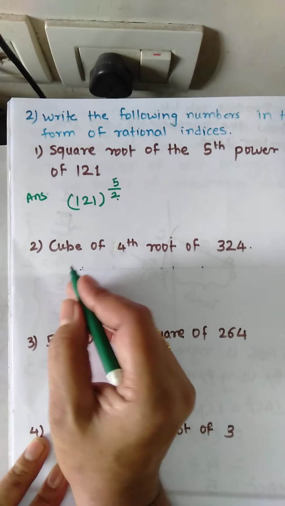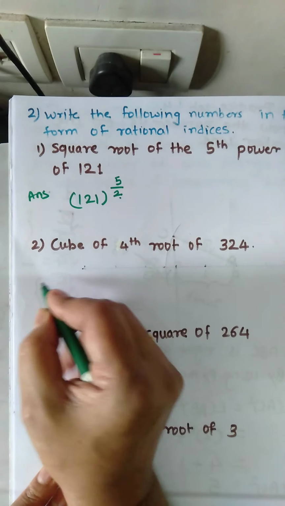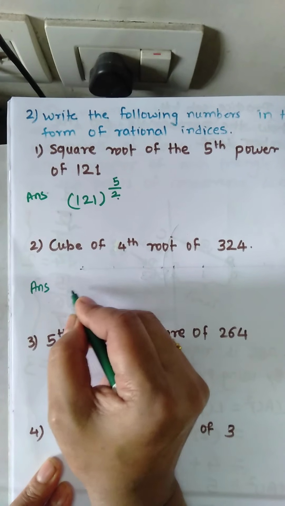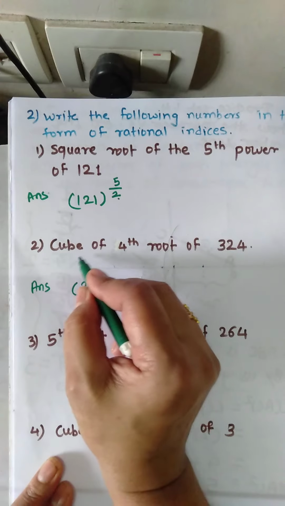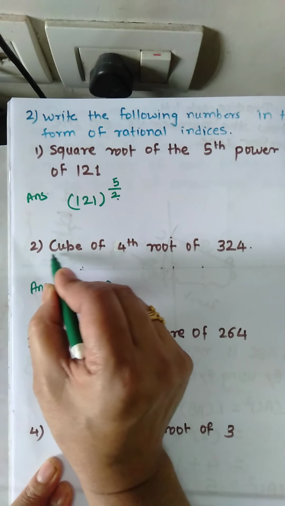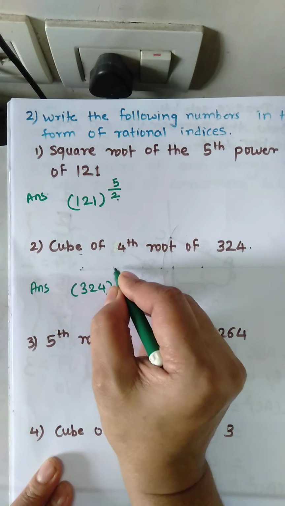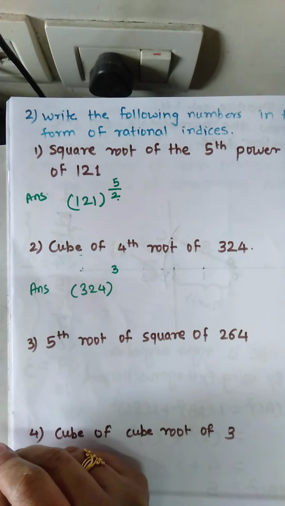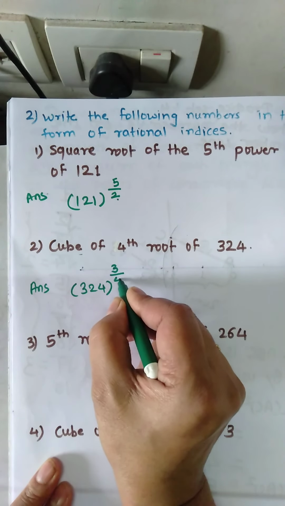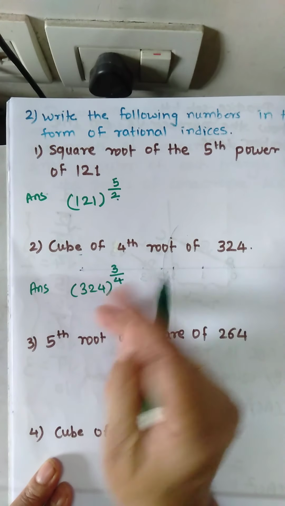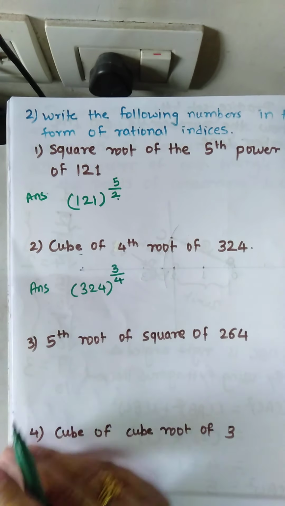Very simple. Now second question, the cube of the fourth root of 324. So firstly write down the number 324, give the bracket. Now cube of the fourth root means the power is given first, means the numerator. Cube means 3. Now fourth root means the denominator. Correct? So the cube of the fourth root of 324.